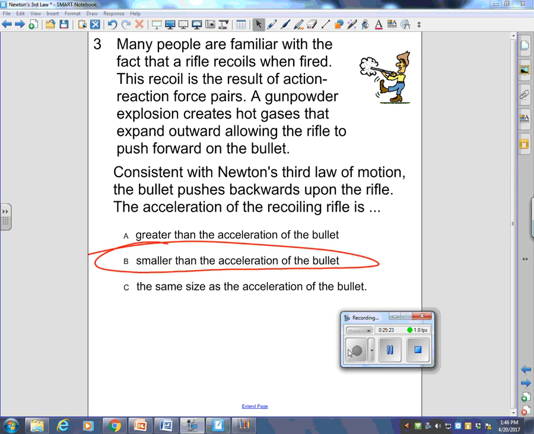What? It's B? You said, Mr. Bennett, that it was always equal. Just forget it. I said equal force. I told you I could. Equal force. This says the acceleration of the recoiling rifle is smaller. Why is the rifle acceleration smaller? Because it has bigger mass. I knew that. You got that one right.